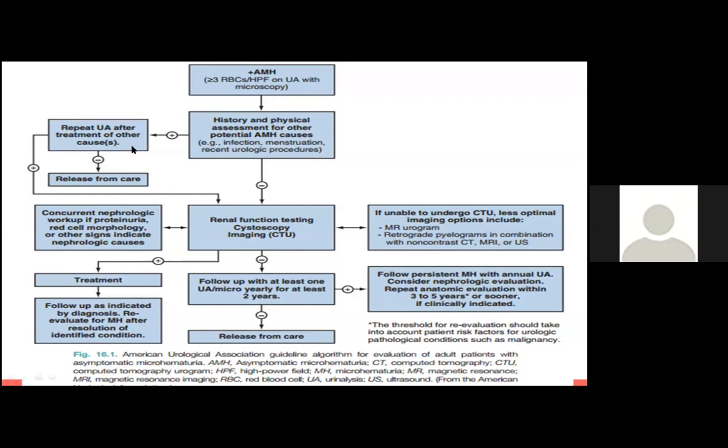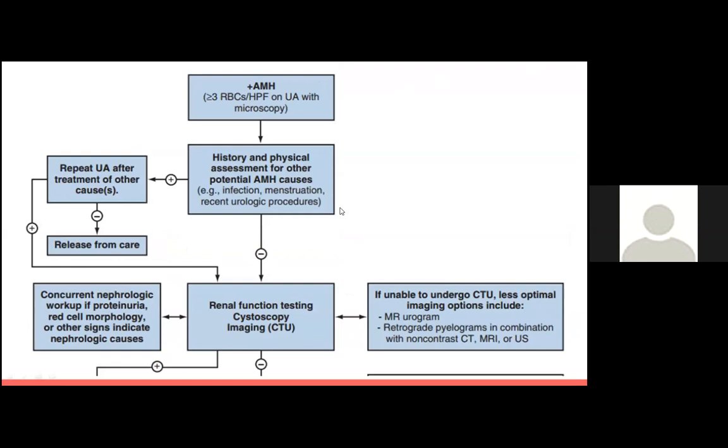This is a guideline algorithm for evaluation of adult patients with asymptomatic microhematuria. First, we should have a history and physical assessment for the potential microscopic hematuria causes. Physical examination should focus on the genitourinary system, such as flank tenderness, masses in the flank, abdomen, suprapubic area or urethra, and enlarged nodular tender or ductal prostate. Physical examination also may identify signs of coagulopathy, bruising, infection, or renal disease, such as hypertension or edema.